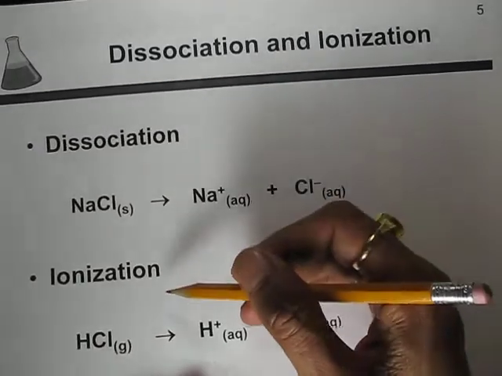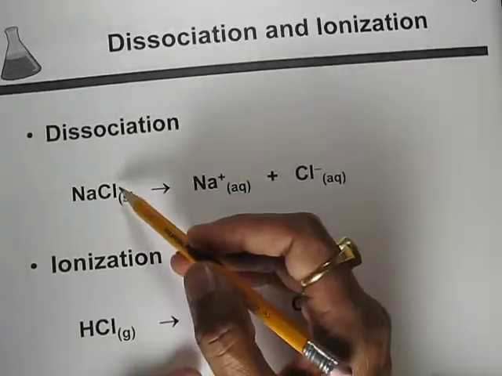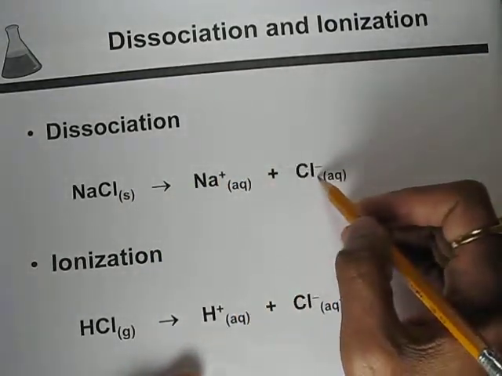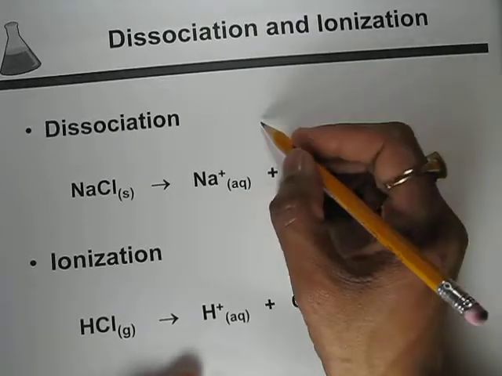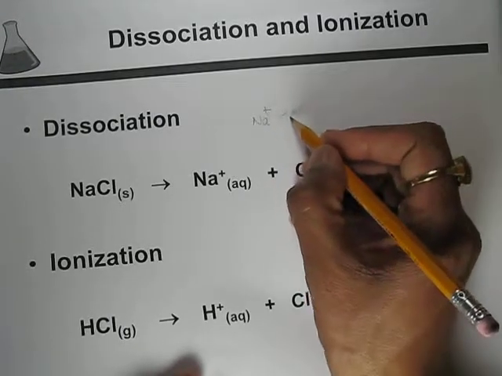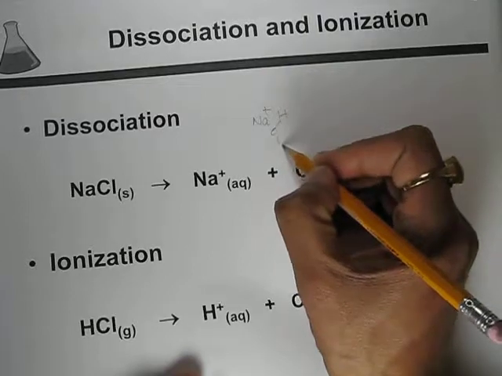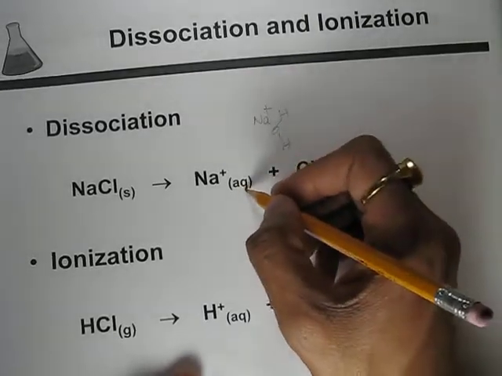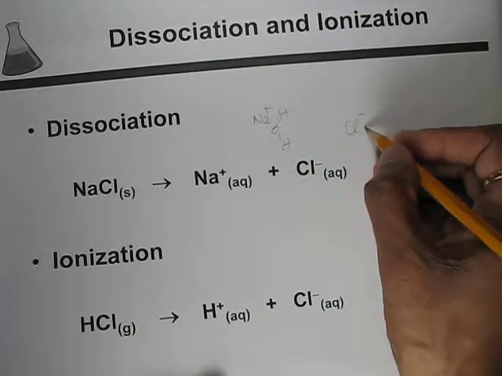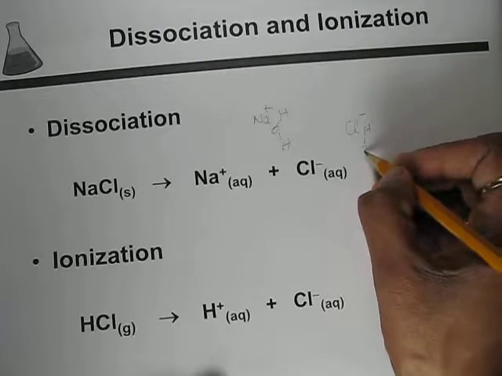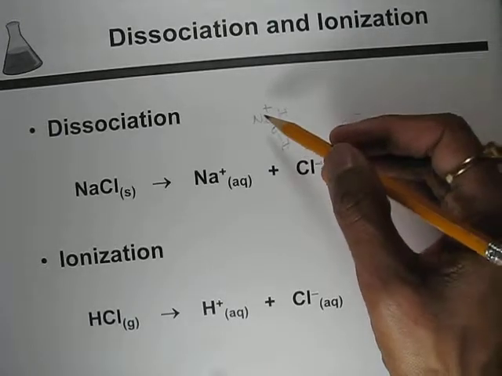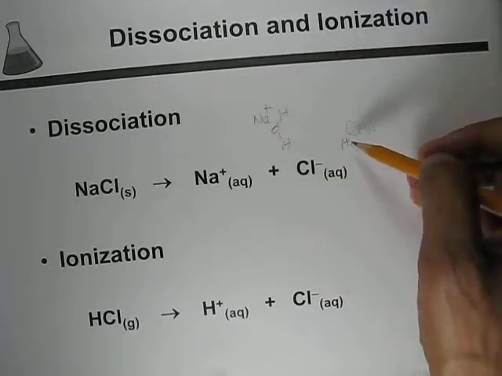the dissociation and ionization. In dissociation, for example, sodium chloride, when dissolved in water, breaks into sodium ion and chloride ion, and this aqueous means that the sodium ion is surrounded by water molecules, HOH. So that is why it's written aqueous. On this side also, chloride interacts with hydrogen. Now you can see I am showing the oxygen towards sodium and hydrogen towards chlorine.